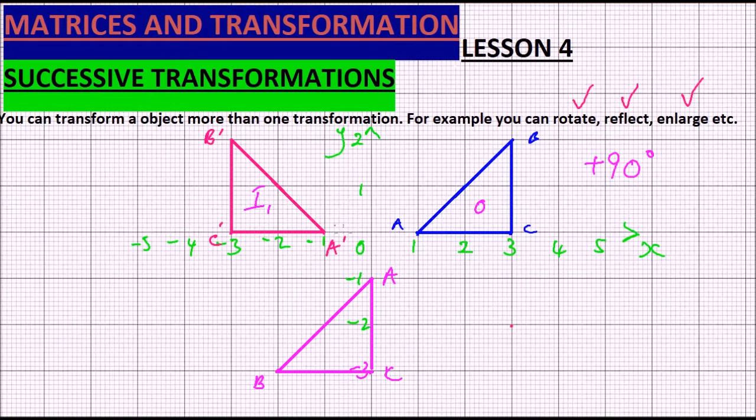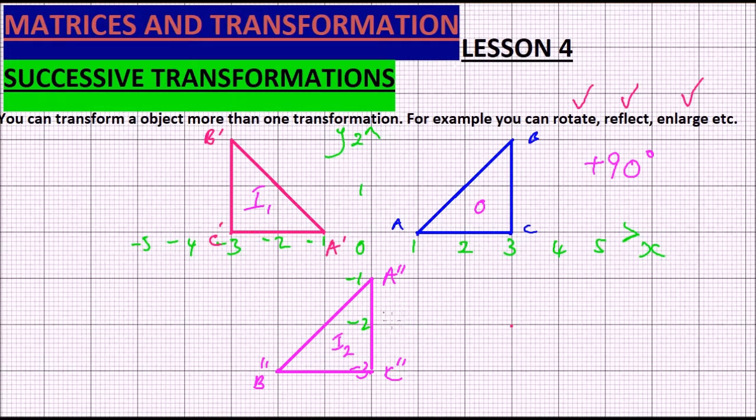We now have our third figure, which is a transformation of the first image. So we have rotated through an angle of positive 90 degrees. We label this A double prime, B double prime, and C double prime. So this is our image 2.